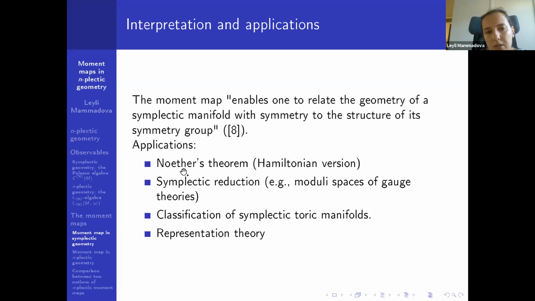The next application, connected to the first, is symplectic reduction, the celebrated Marsden-Weinstein theorem, and in particular its infinite dimensional version, sort of the Atiyah-Bott construction, so the moduli spaces of gauge theories. Another application is the classification of toric manifolds, with these Delzant polytopes, if that tells you anything.